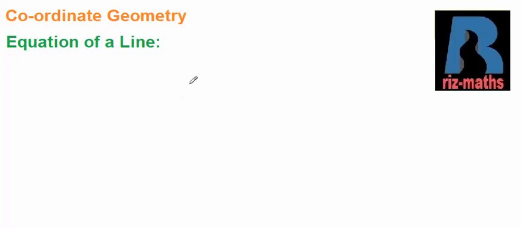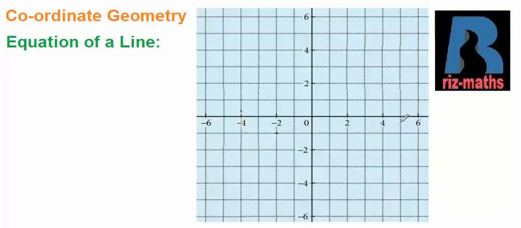Hi viewers, this is the continuation of our previous video on coordinate geometry. We did slopes in the previous video, so this is part 2 in which we will do the equation of a line. Let's say that this is a coordinate plane in which this is the x-axis and this is the y-axis and this is the origin (0, 0).